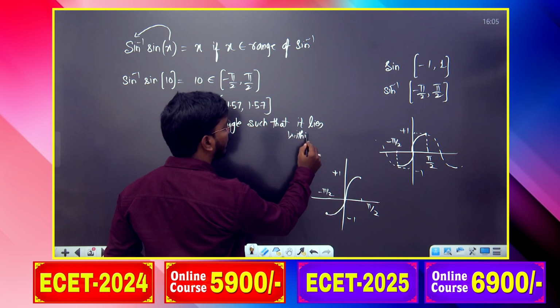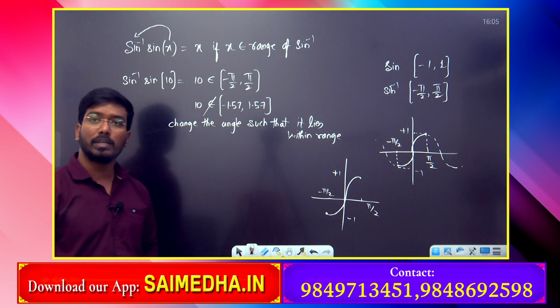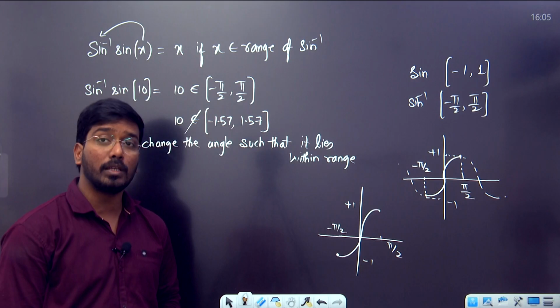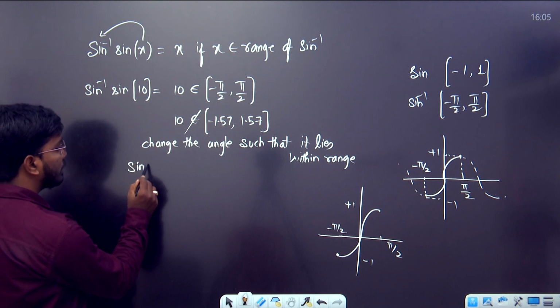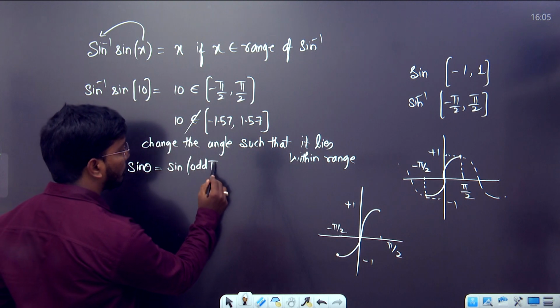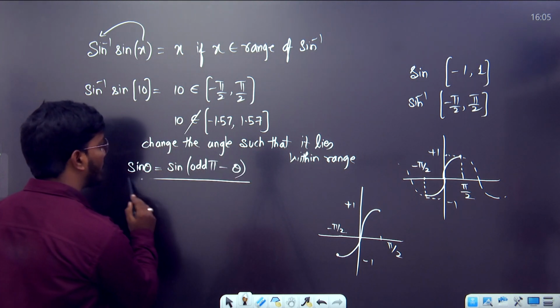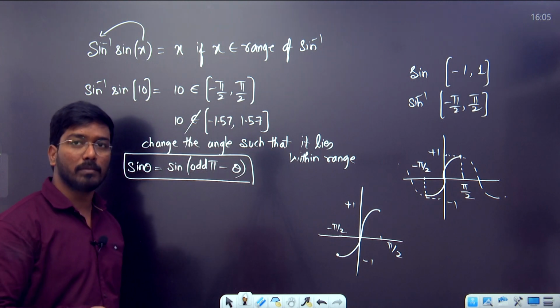Sir, how to change the angle is the question now. Whenever it is out of the range of sine, which is minus 1.57 to plus 1.57, how do we change the angle? For sine and cosecant, we have a formula: sine theta can be written as sine of odd pi minus theta. Cosecant also. For cos, we have even pi minus theta. Secant also, even pi minus theta.